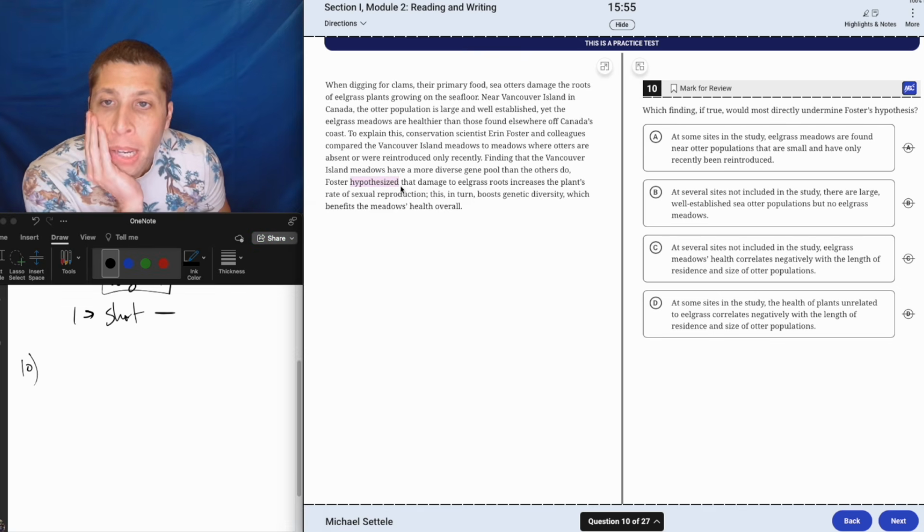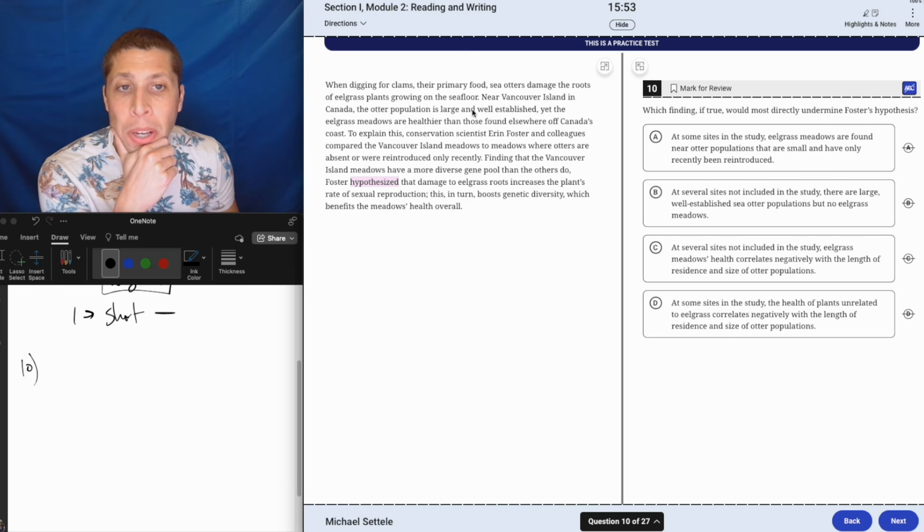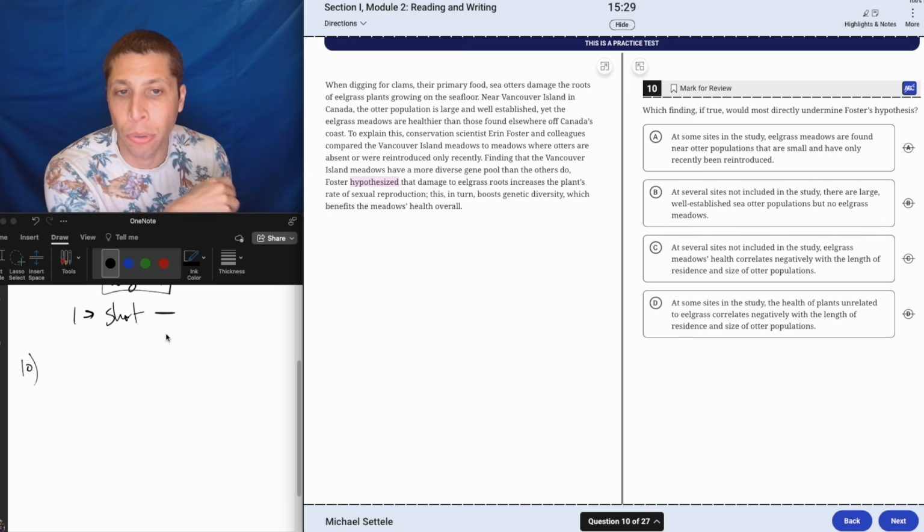When digging for clams, their primary food, sea otters damage the roots of eelgrass plants growing on the seafloor. Near Vancouver Island in Canada, the otter population is large and well established, yet the eelgrass meadows are healthier than those found elsewhere off Canada's coast. To explain this, conservation scientists Aaron Foster and colleagues compared the Vancouver Island meadows to meadows where otters are absent or were reintroduced only recently. Finding that the Vancouver Island meadows have a more diverse gene pool than others do, Foster hypothesized that damage to eelgrass roots increases the plant's rate of sexual reproduction.